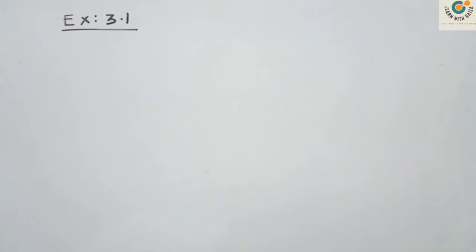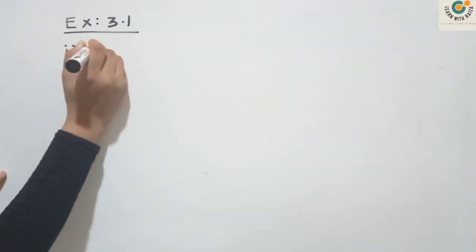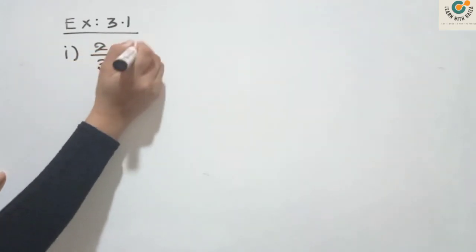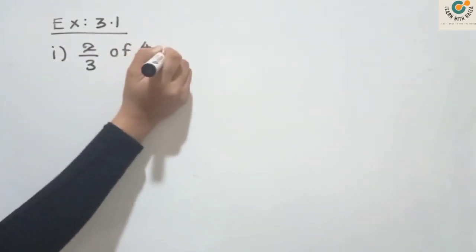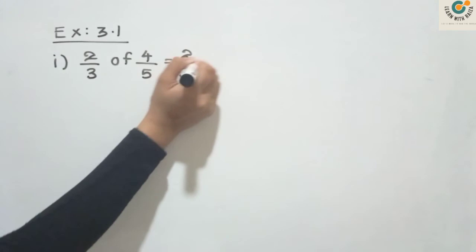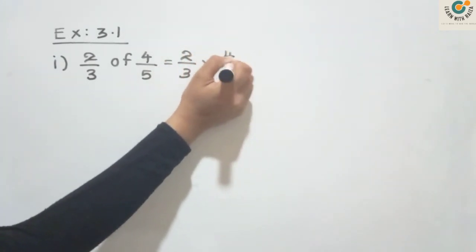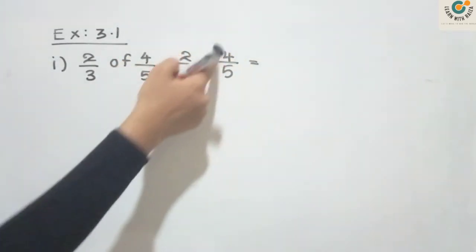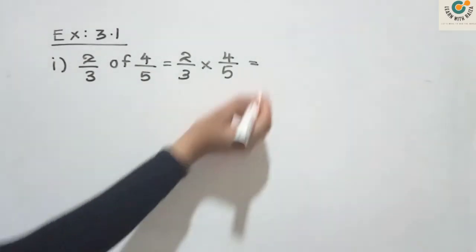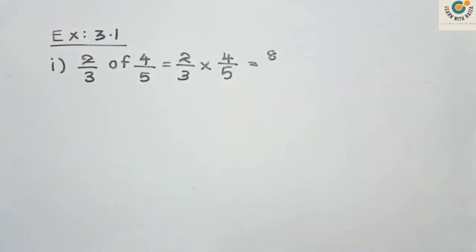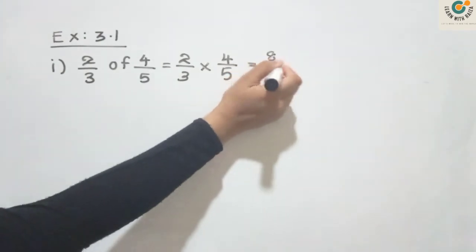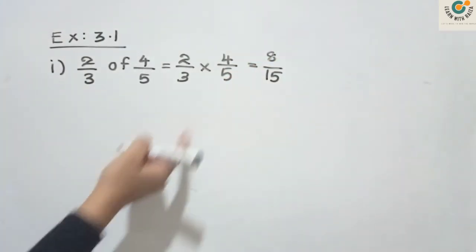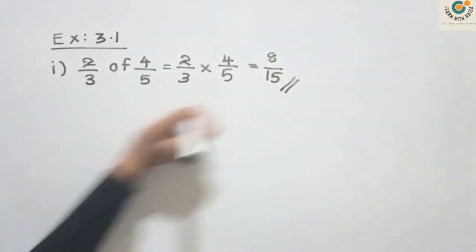So now I'll take some questions from your exercise 3.1, Grade 9 Part 1 book, page number 35. I'll take this question now: 2 upon 3 of 4 upon 5. Of means multiplication, so we can put the multiplication mark and check whether we can cancel anybody. We can't here, so we multiply the numerators by the numerator and the denominators by the denominator. It's a proper fraction, so this is the final answer.